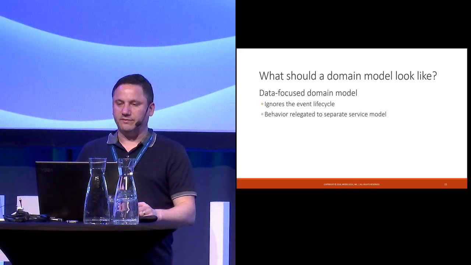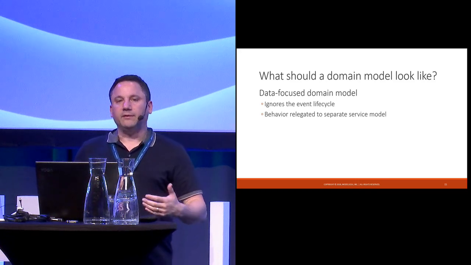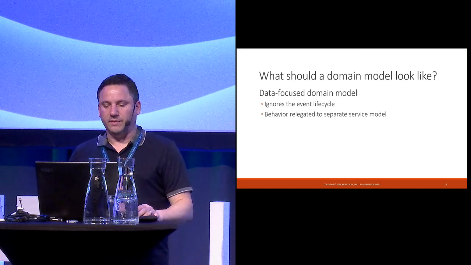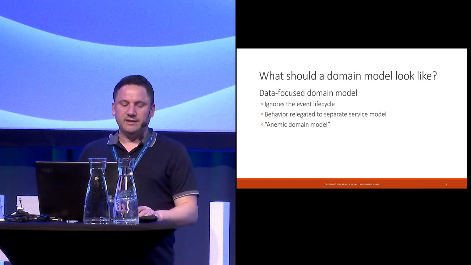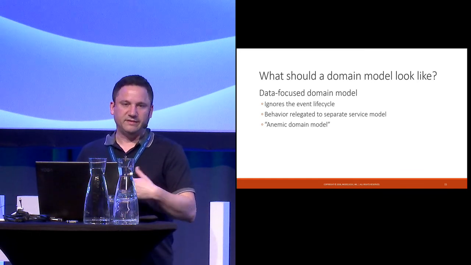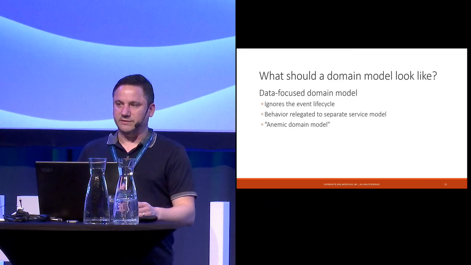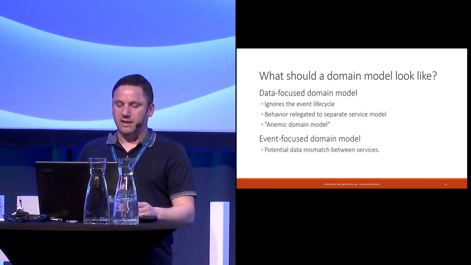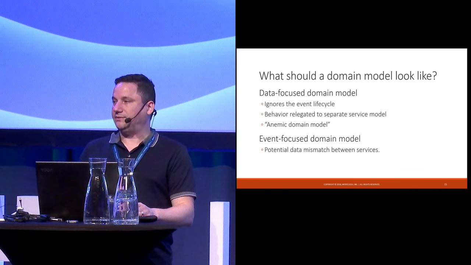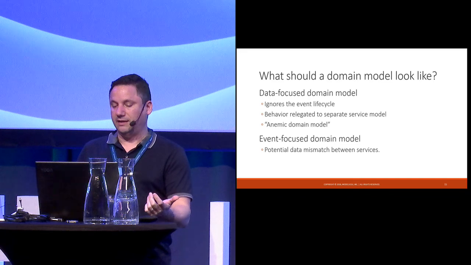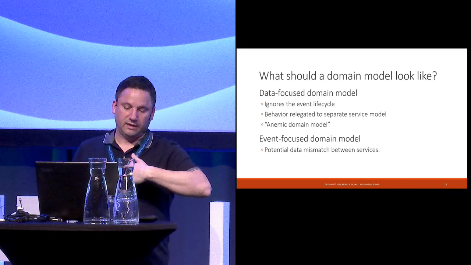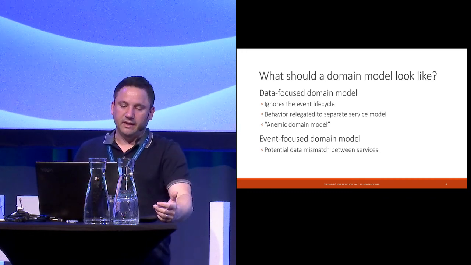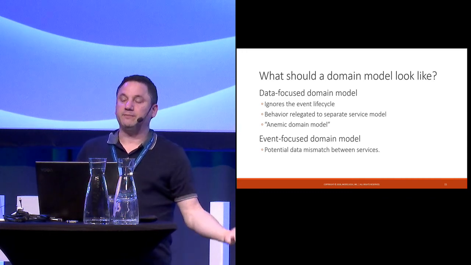And when we're concerned with behavior, we model that separately as part of a service model. Sometimes this is called an anemic domain model because it leaves the behavior out and it becomes just about data or state. We can do an event-focused domain model too. That's another thing we can do. And if we're not paying adequate attention to data, or not making an attempt to define data in a way that goes across the entire event stream, then we could have a data mismatch between services.